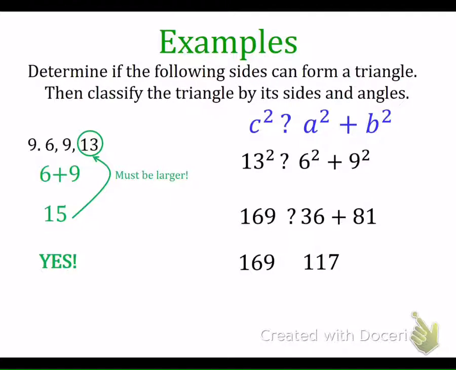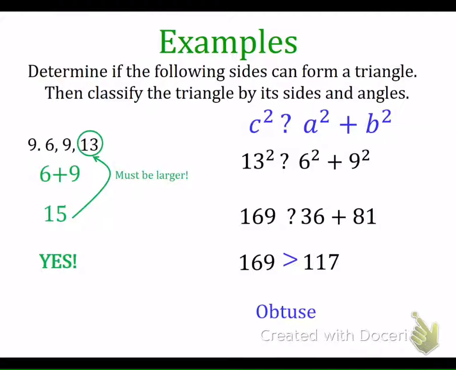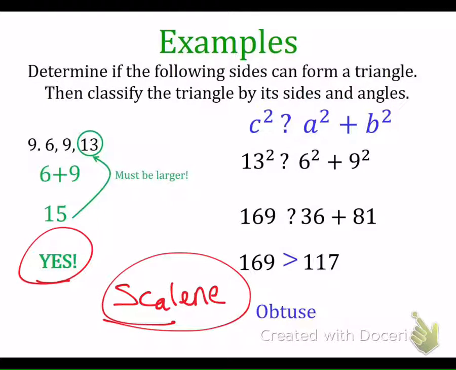So which side is the biggest? The C side or the other two? The C. Do you remember what that meant? Obtuse. So this is going to be a scalene. I don't know why it never said scalene on here. We'll add scalene. So yes, it's a triangle. It's a scalene triangle because none of the sides match. It's an obtuse triangle because when I do the converse of the Pythagorean theorem, the C squared side is larger than the other two. Okay?